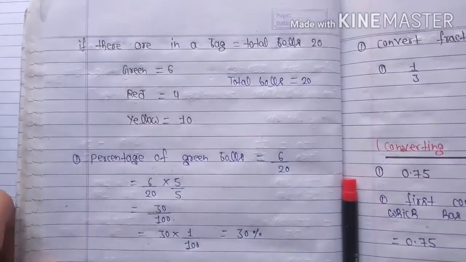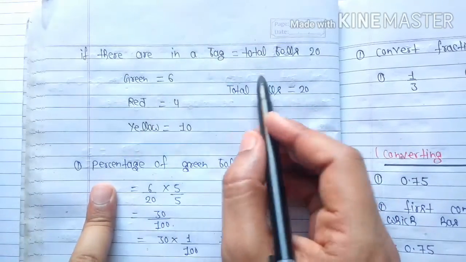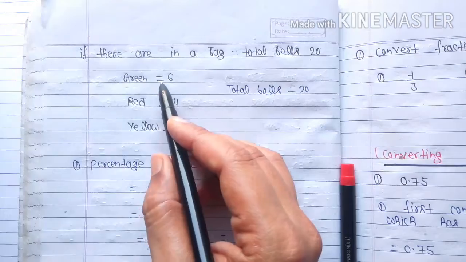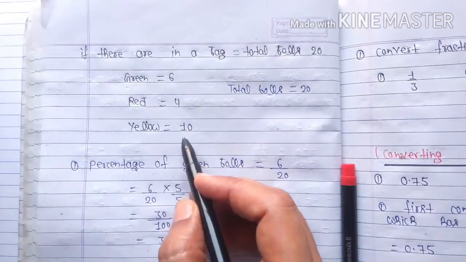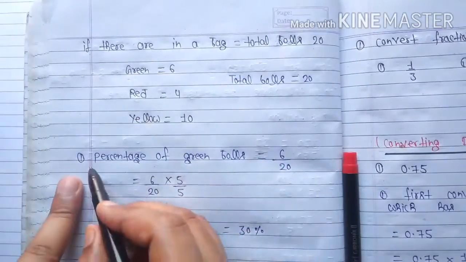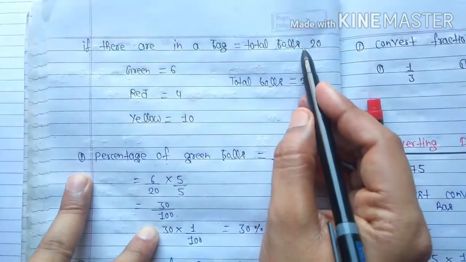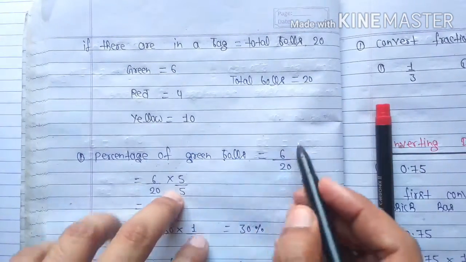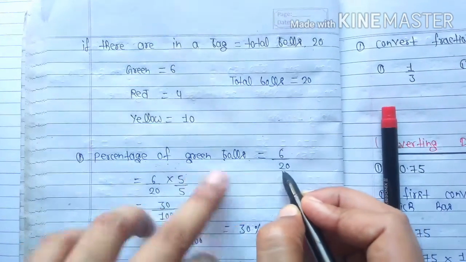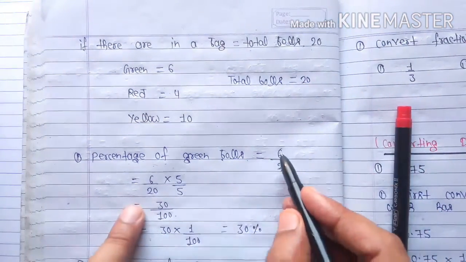Let us take, student, if there are 20 balls in a bag, in which green are 6, red are 4 and yellow are 10. Then what is the percentage of each kind of ball in this bag? Student, let's see. First question: percentage of green balls out of 20 total balls. How many balls are in the bag? 20 balls. So 6 upon 20.